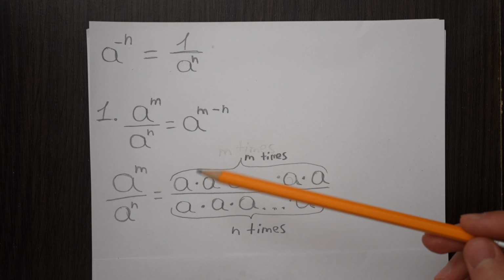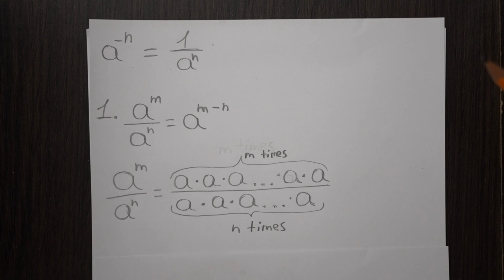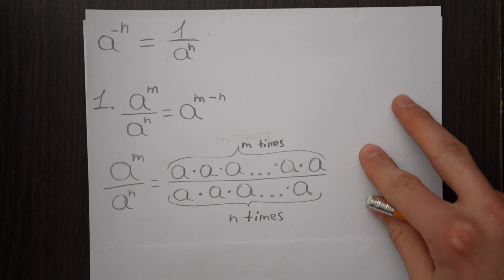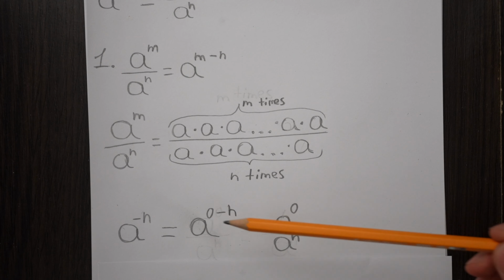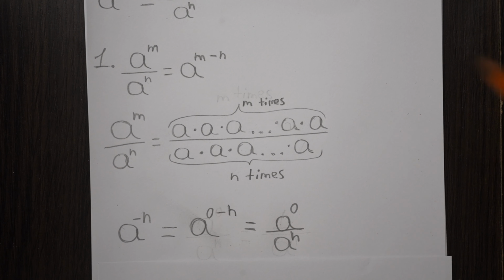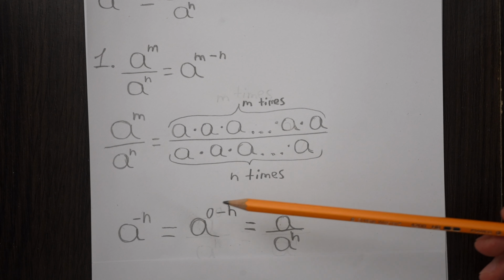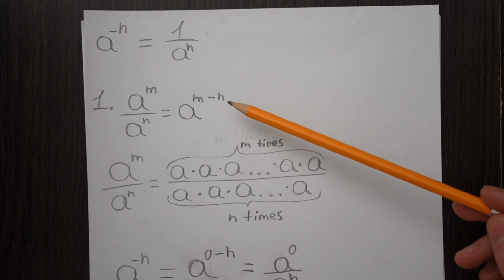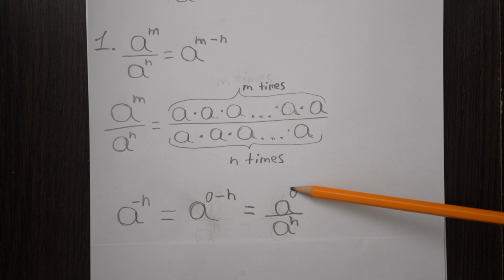Now let's apply this rule to negative exponents. When a number has a negative exponent, we can rewrite it as the same base raised to the power of 0 minus that exponent. In other words, it will look like this. See, 0 minus an exponent is equal to the negative value of that number, right? So it's basically the same, but we also use this rule to rewrite it as a fraction, right?